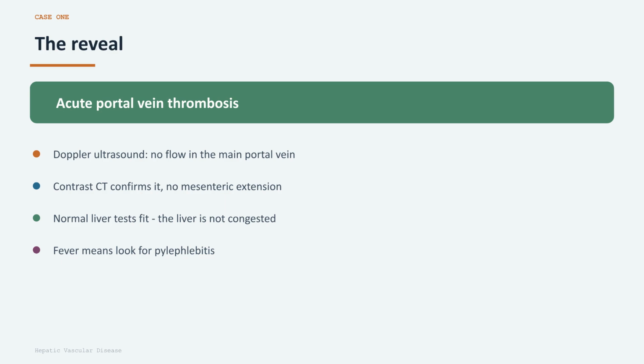The liver is not congested because the blockage sits in front of it. The hepatic artery keeps perfusing the organ. The fever is the other half of the answer. Fever with a fresh portal vein clot means you go looking for pylophlebitis, septic thrombophlebitis of the portal vein.